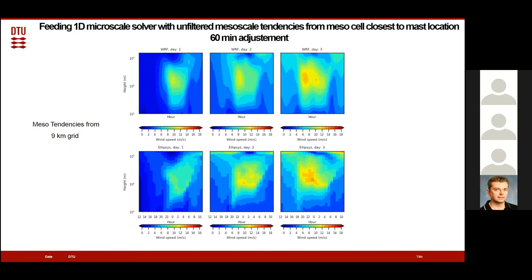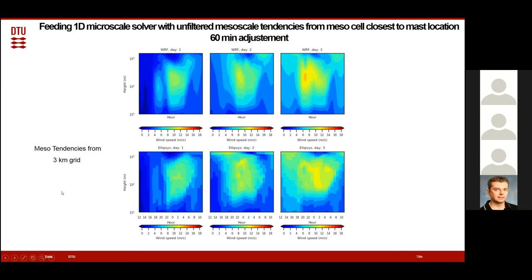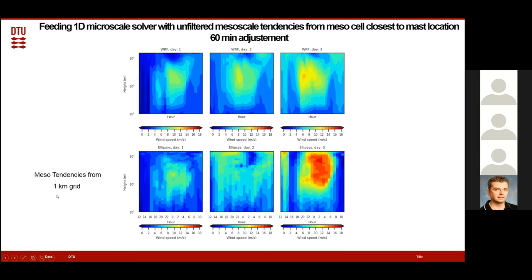So doing the same with the 9 kilometer grid, we can see that WRF results have slightly changed as well, but we can see again that we are getting even better resemblance between the two. Going down to 3 kilometers, we still see a reasonable resemblance between the results, but going all the way to 1 kilometer, the whole concept seems to start really breaking up, and we can see exaggerated velocities, especially on day 3 and also day 2. It is really difficult to see the resemblance between the two anymore.